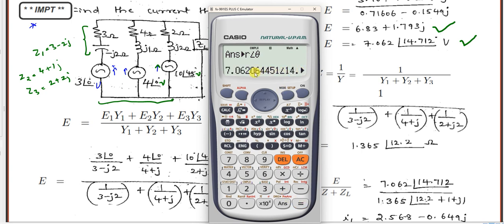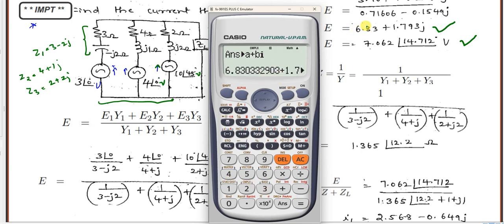It is 7.062 angle 14.712. Click the ST button: 7.06 angle 14.72. This is polar coordinate. To convert it into rectangular, shift, complex, fourth option is rectangular.